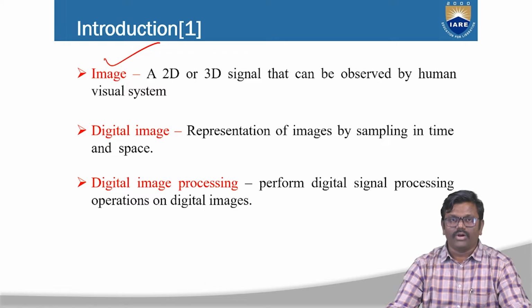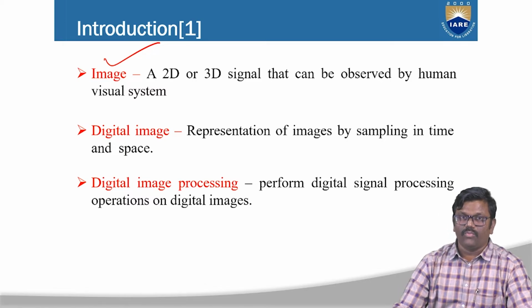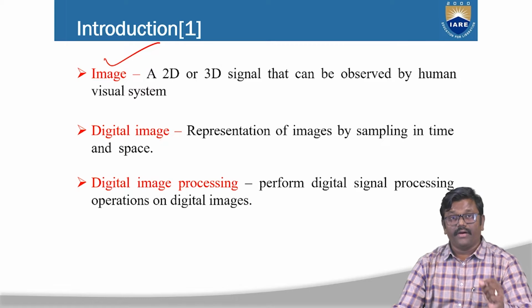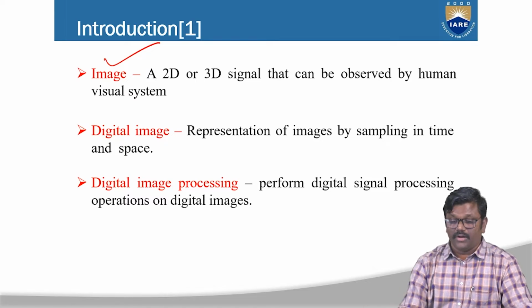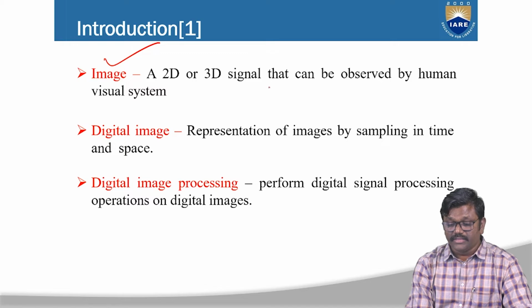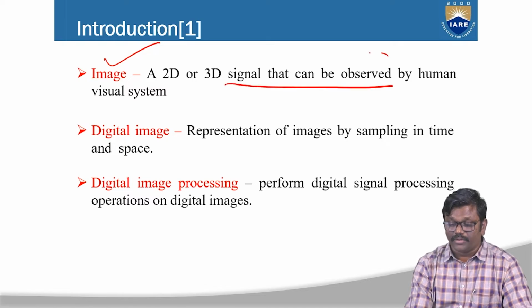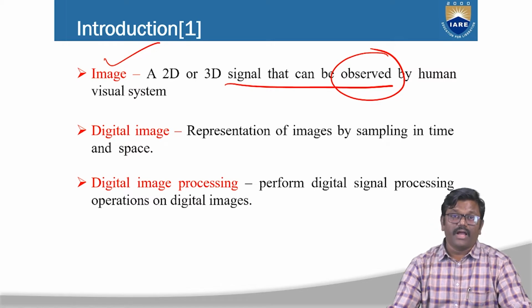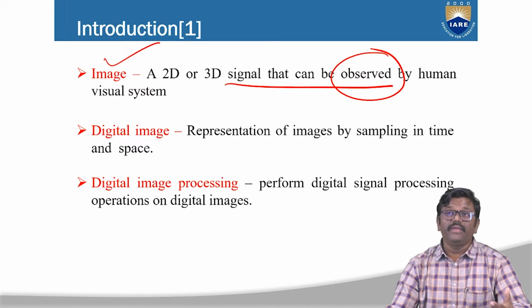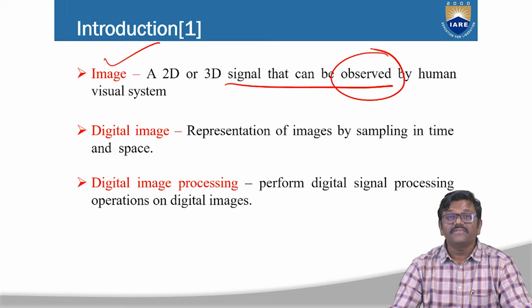So whatever you are seeing, either in terms of 2D or 3D, is a signal that can be observed by the human visual system. So I'm simply going to provide the definition of an image. An image is a 2D or 3D signal that can be observed by the human visual system.